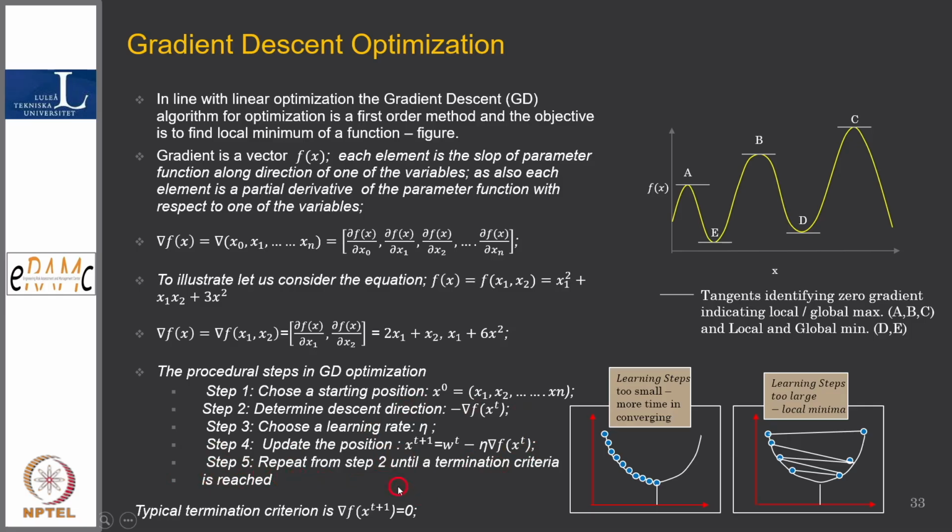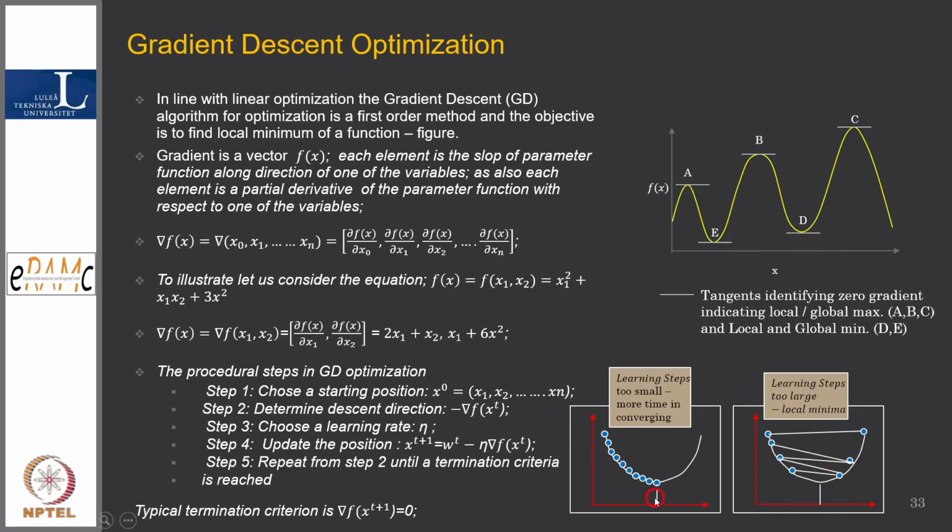Step 5, repeat from 2 to 5 again. If the learning step is too small, convergence, meaning arriving at the solution, takes a lot of time actually. And if the learning rate is too large, then it can shift from here to here, here to here, and it will keep moving in this only.